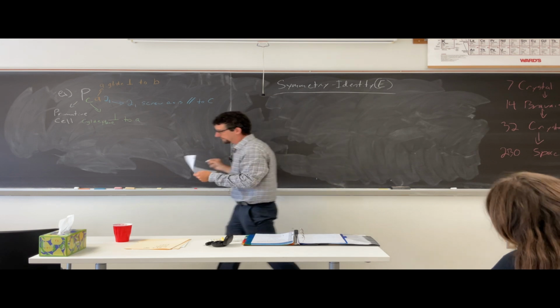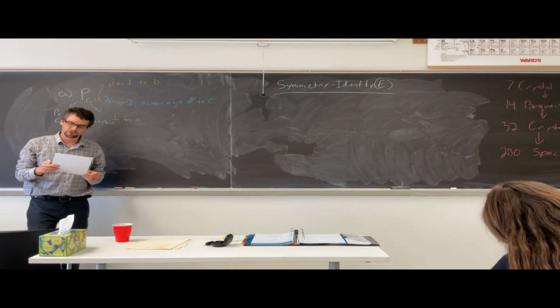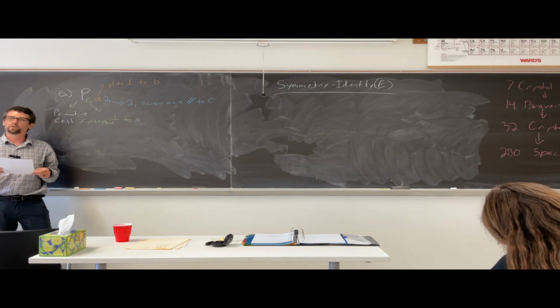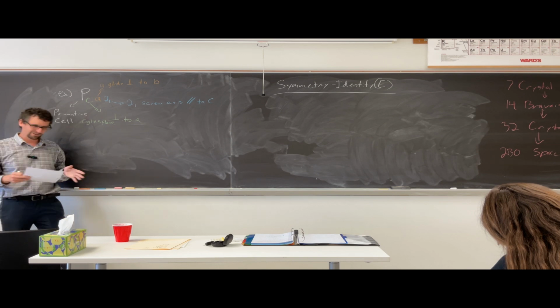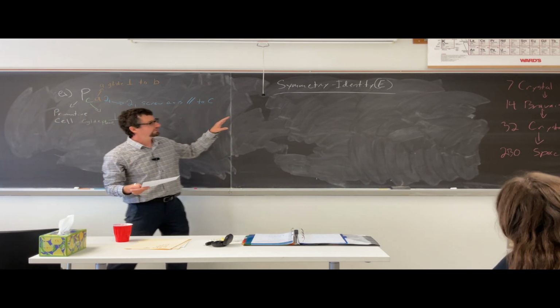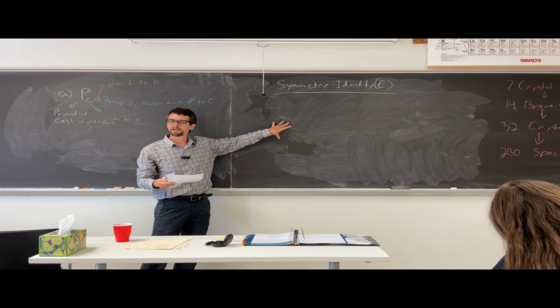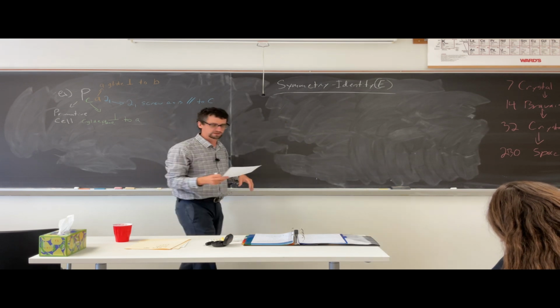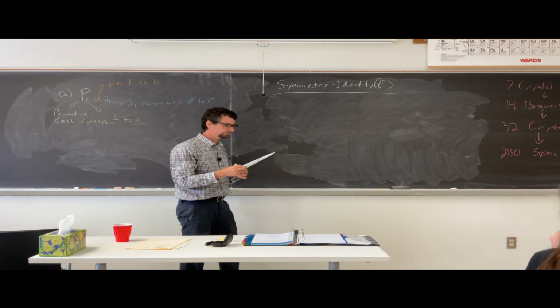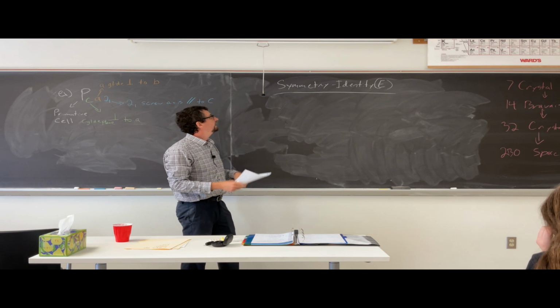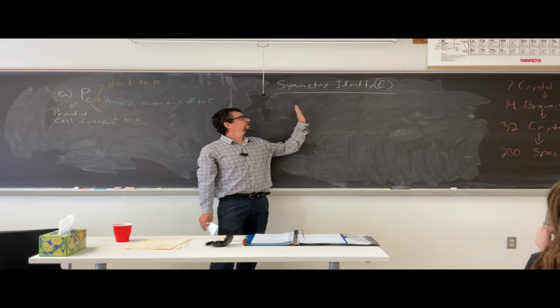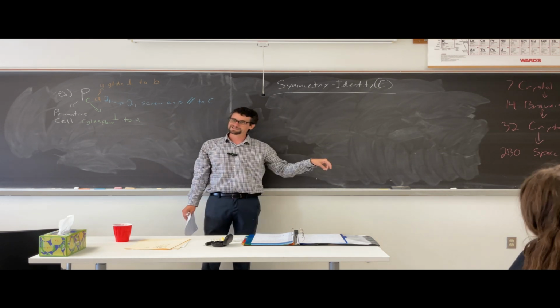So let's talk about each of the symmetry operations. We're going to go over some of the easier ones first. We'll talk about visually what they look like, and then we'll conduct a matrix representation of these. Okay. Symmetry operation identity, it's given the symbol E.